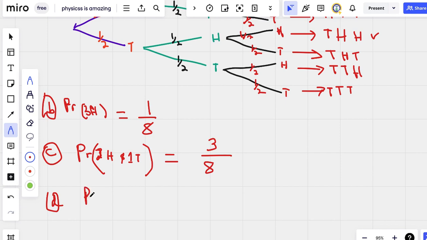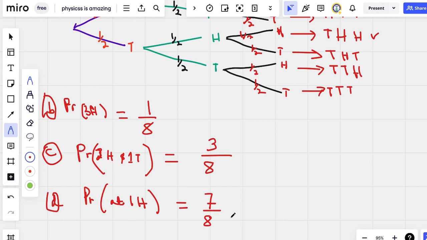Probability of at least 1 head. At least 1 head is 7 over 8. Okay? What's the probability of getting at least 1 head is 7 over 8. Is that okay? You can also do it as 1 minus the probability of getting 3 heads, and you still get 7 over 8.